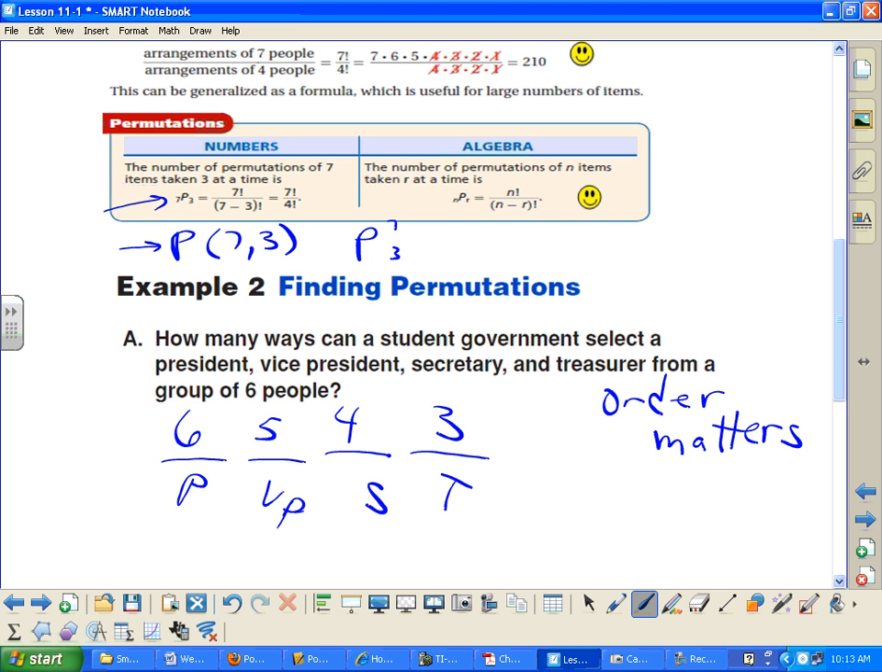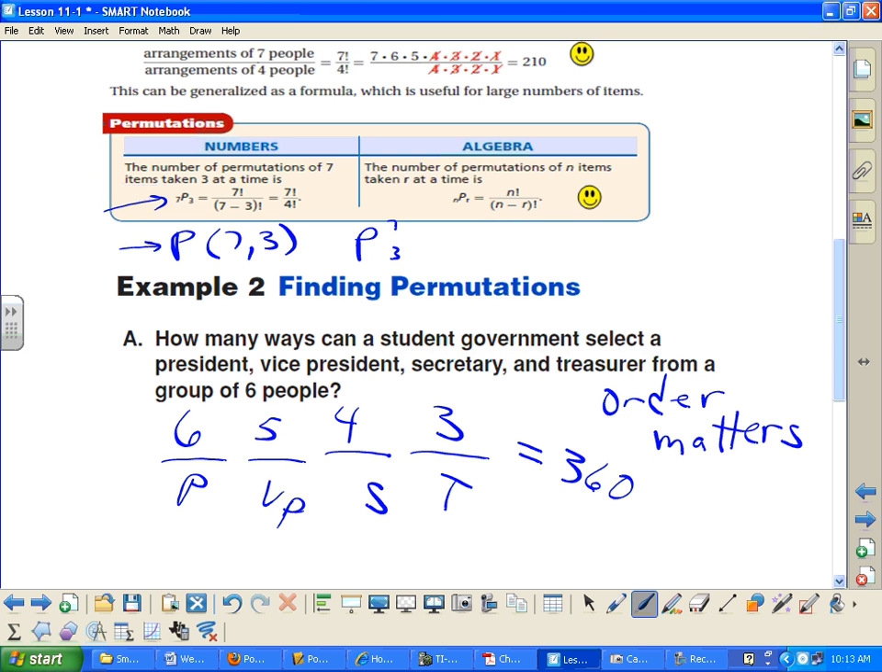And so I can use the fundamental counting principle there and just multiply them together and get the fact that there are 360 different ways to choose a president, vice president, secretary, and treasurer from a group of 6 people.